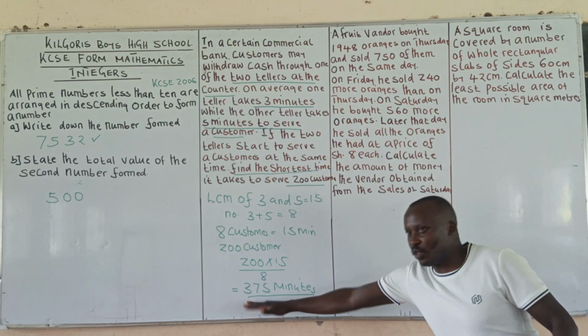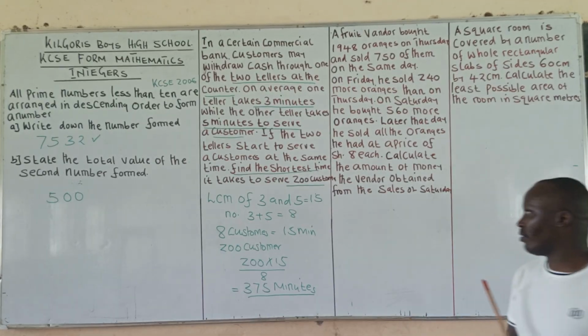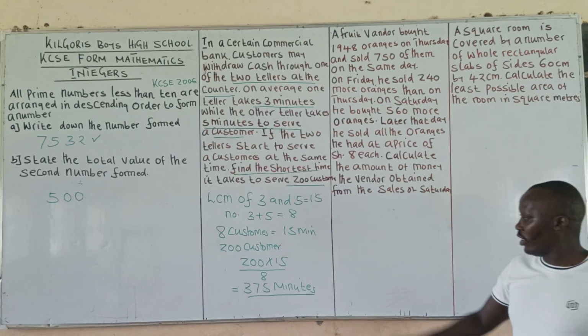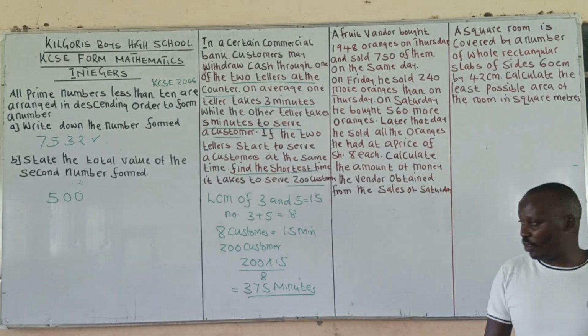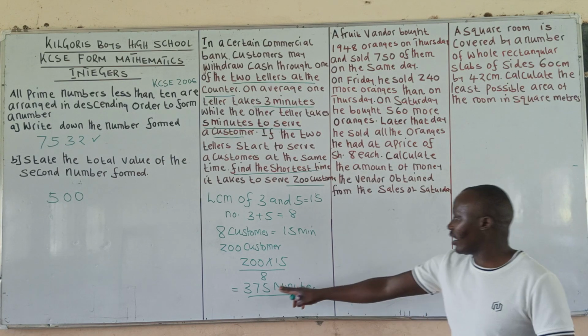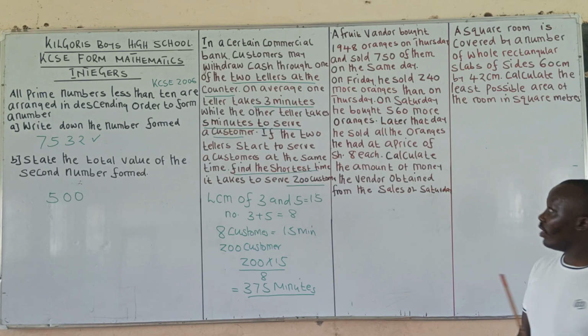And this one now will be equivalent to 375. So finding the shortest time it takes to serve that one, you can leave your answer at that point, or you can convert this one into minutes by taking 675, you divide it by 60.